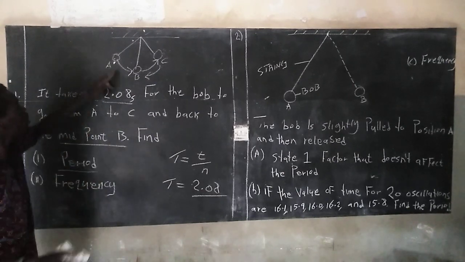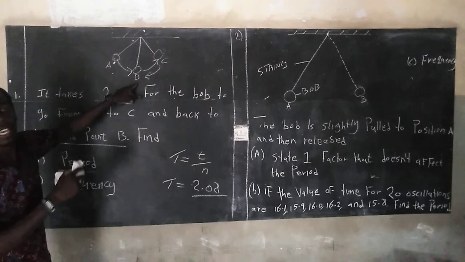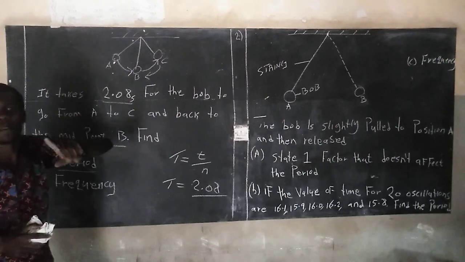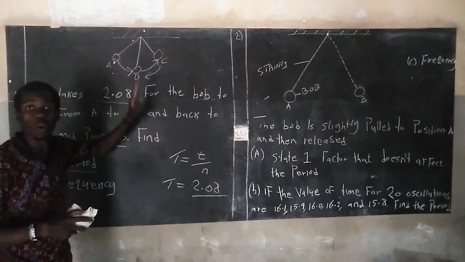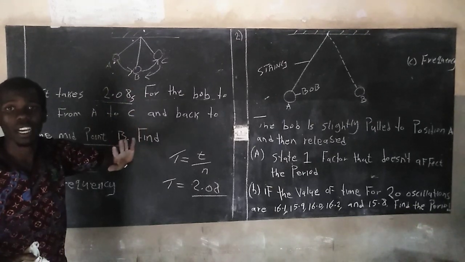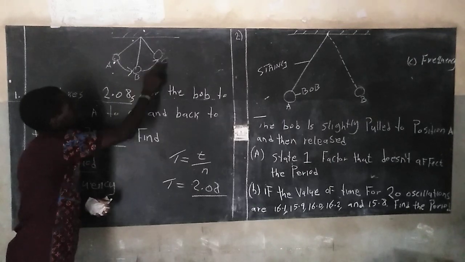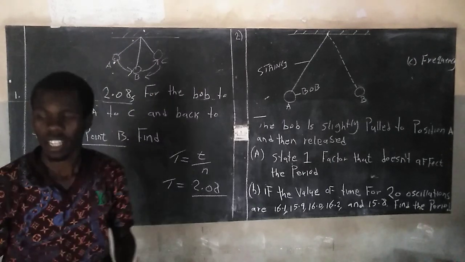So now, here this bulb moved from A to C and it stopped here at B. So meaning that here and here, it's what? That's a quarter. From here to here, it's a quarter. Here and here, it's a quarter. Here and here, it's a quarter. So quarter, let me show you guys.